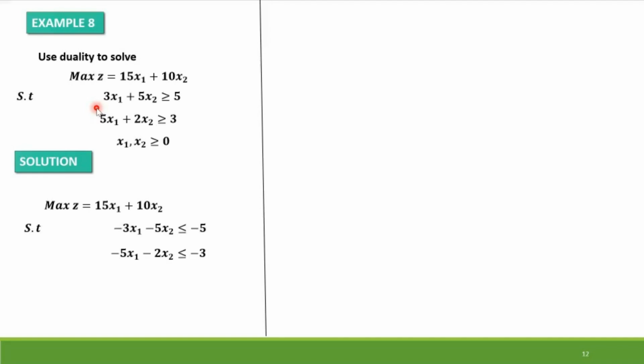First step is converting all the constraints to less than or equal to. इसको नहीं करना है, खाली constraint. This is called as non-negativity constraint. Write the dual. First, we'll write the matrix for this one, x1, x2, 15, 10, minus 3, minus 5, minus 5, minus 2, minus 5, and minus 3.